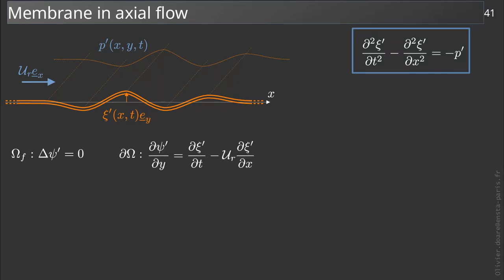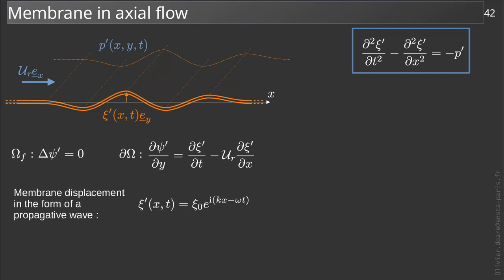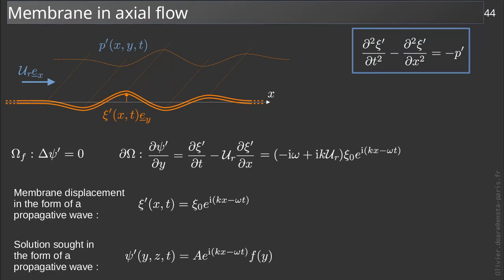We will look for solutions of this problem in the form of a propagative wave of wave number k, of frequency omega, and of amplitude psi0. Any displacement of the interface can be represented as a combination of these wave solutions. The boundary condition at the interface is then rewritten for this elementary wave. Since it must be satisfied whatever x and t, we look for solutions for psi' in a form with separate variables where the dependence in x and t is the same. Psi' is thus equal to a constant times e^(i(kx minus omega t)) times a function of y.